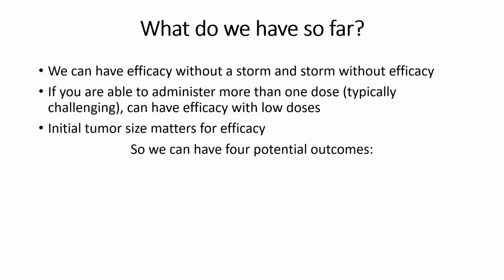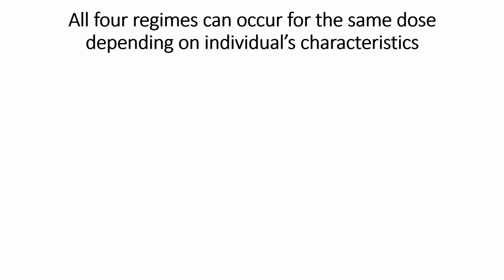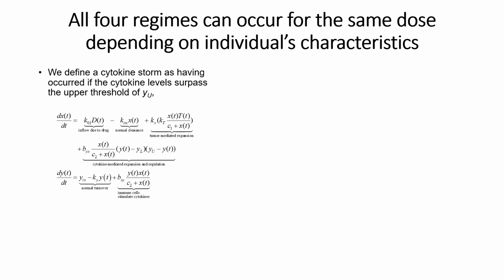Okay, so if you were to summarize this, you can have 4 potential outcomes. We can have efficacy and no storm. You can have efficacy and storm. You can have no efficacy and no storm. Or you can have no efficacy and storm, the worst possible outcome. Okay, so now we know all 4 regimes theoretically can occur for the same dose depending on the characteristics, if you remember some of those parameters that I talked about before.